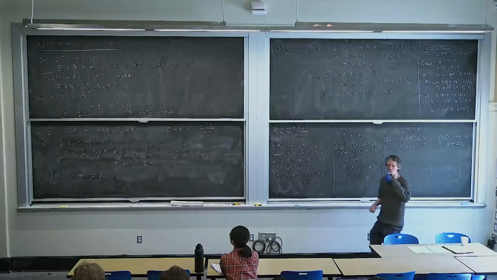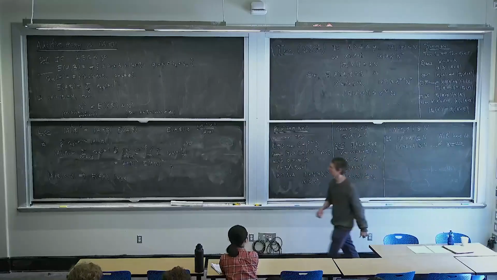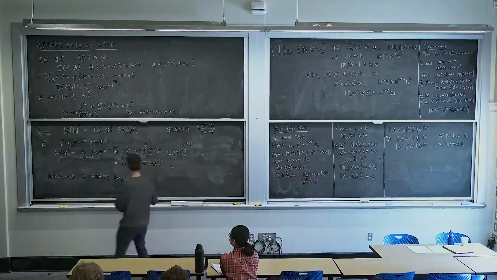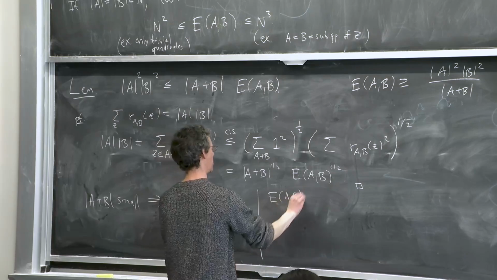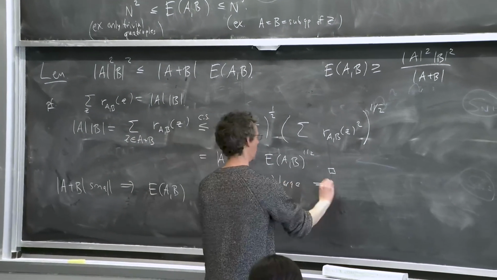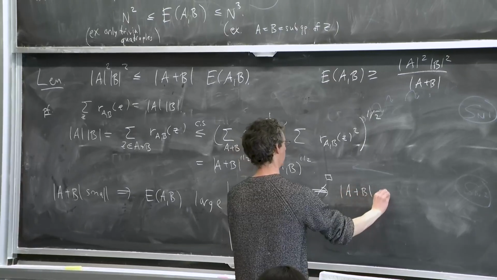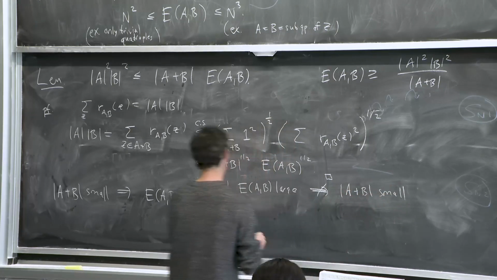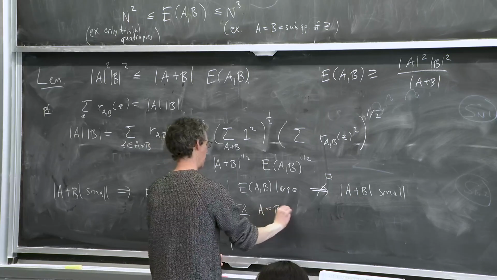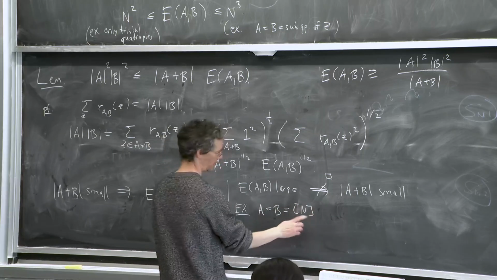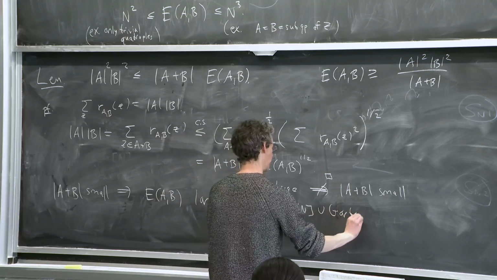No, because you could have some garbage. Good. So energy of A, B large does not imply that A plus B is small. The example is that A equals B equals numbers up to n, somebody with a lot of additive structure, union some garbage.